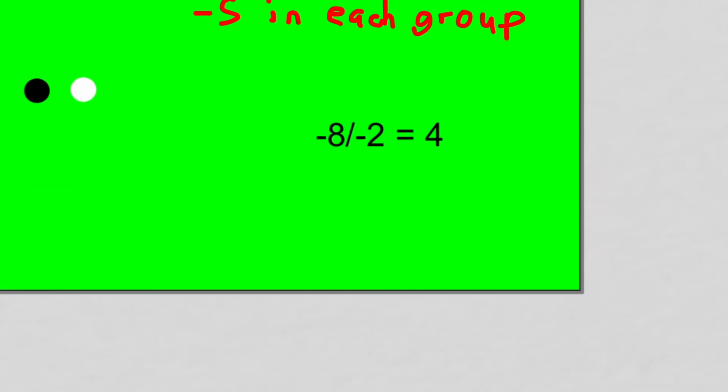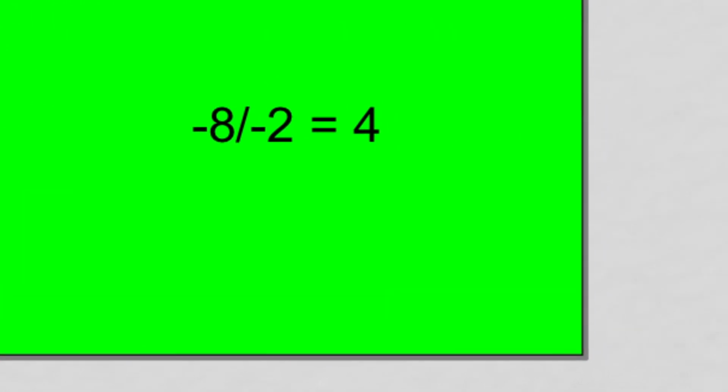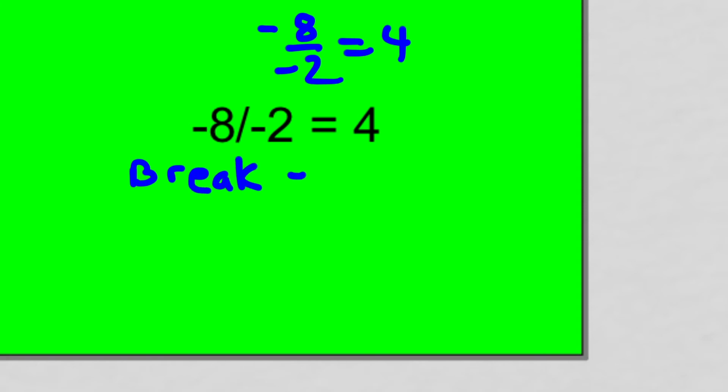Okay, last question. -8 divided by -2 equals positive 4. Well, let me get the correct pen here. Okay, so I want to make -8. And I want to break -8 into groups of -2. So that's what that means. Break -8 into groups of -2.